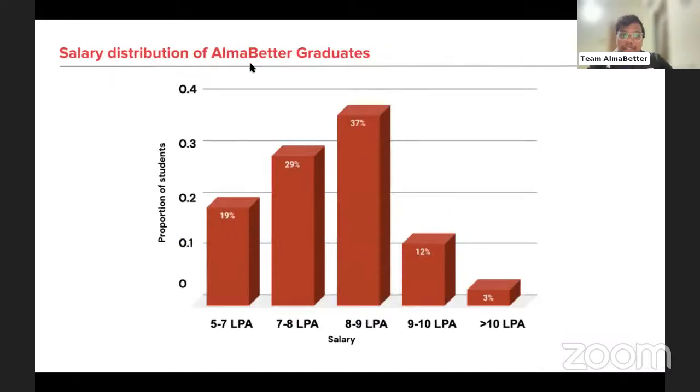As you can see in the salary distribution, most of our graduates get around 8 to 9 lakhs per annum. This is the average. Some students also got more than that, like 15 lakhs per annum or 20 lakhs per annum. So it all depends on the skills which you have acquired and how you present them in front of the interviewer. Those things matter a lot. The average is 8 to 9 lakhs per annum.